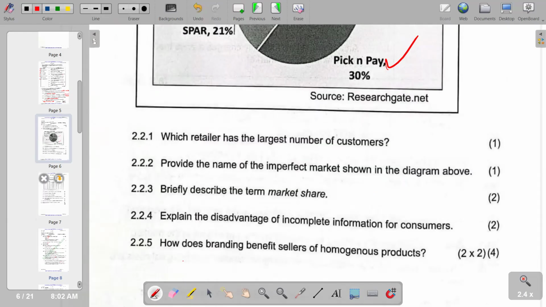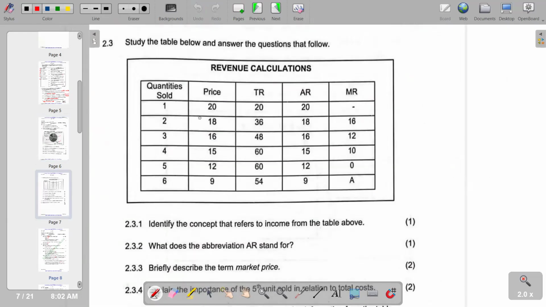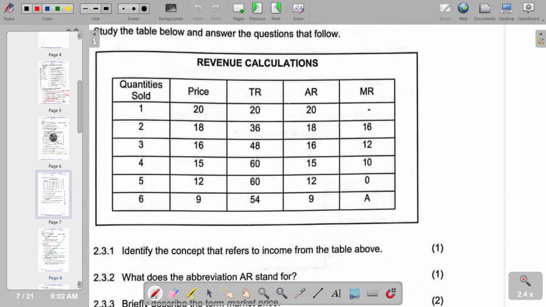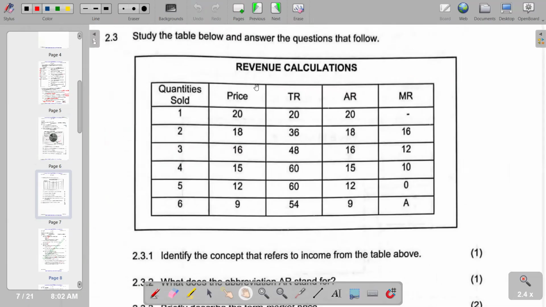Then we'll go to the next, whereby we have 2.3. Study the table below and answer the questions that follow. So you're given a table of revenue calculations. You need to try to go through the table before attempting the questions that are beneath. So we have got revenue calculations. We have columns for quantity sold, price, TR, AR, and MR.